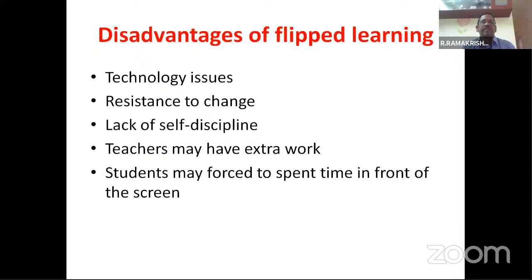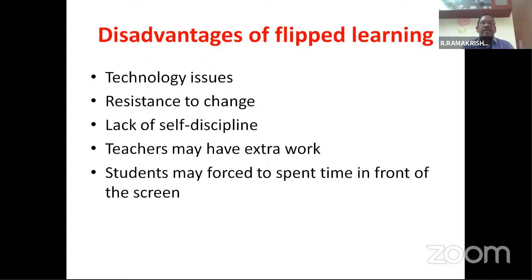Then lack of self-discipline. This is very important. If the material is given to the students, they have to go through the material and spend time at home. Otherwise, it will not help. If you come without knowing the fundamentals and go for the higher level of thinking, you cannot move further without the fundamentals. That is why self-discipline is very important.